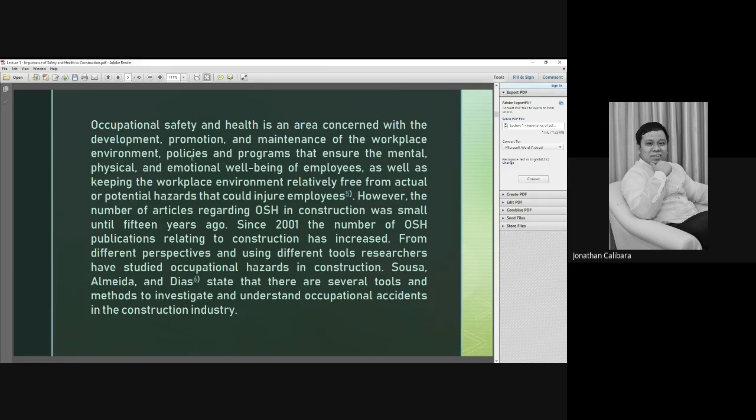Policies, of course. I will be sending you the policies of ILO, which is the International Labor Organization, which the Philippine standard is also following, or the Department of Labor and Employment, and programs that ensure the mental, physical, and emotional well-being of employees, as well as keeping the workplace environment relatively free from actual or potential hazards that could injure employees. Correct, no? Programs. The word programs. So meaning to say, they have to train and explain to the people that it might result in accidents if they are doing these things. No?